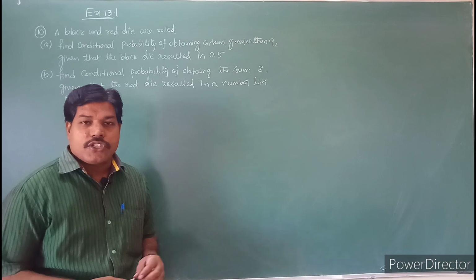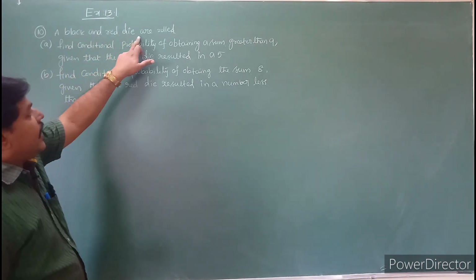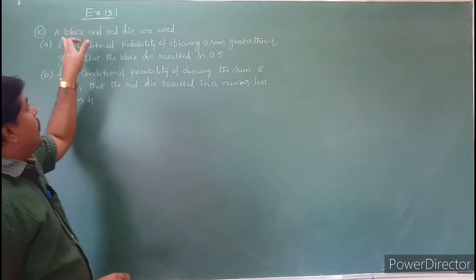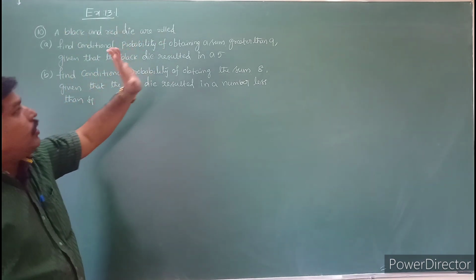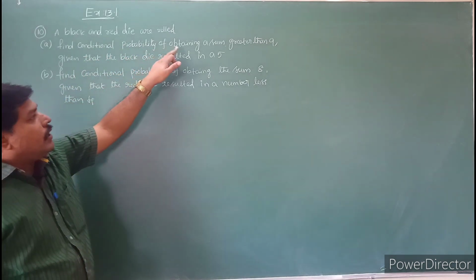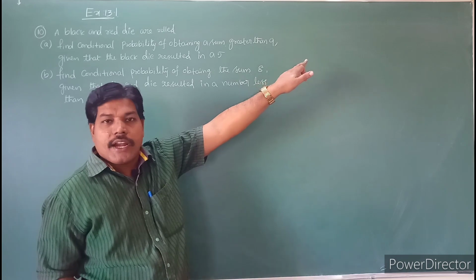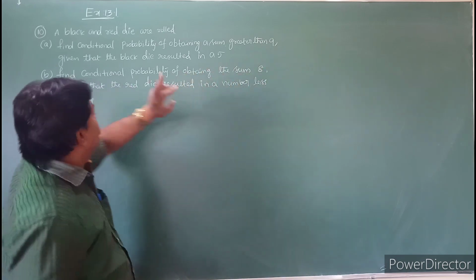See the next question. What is the next question? A black and red die are rolled. First question, find the conditional probability of obtaining the sum greater than 9. You have to get the sum greater than 9.